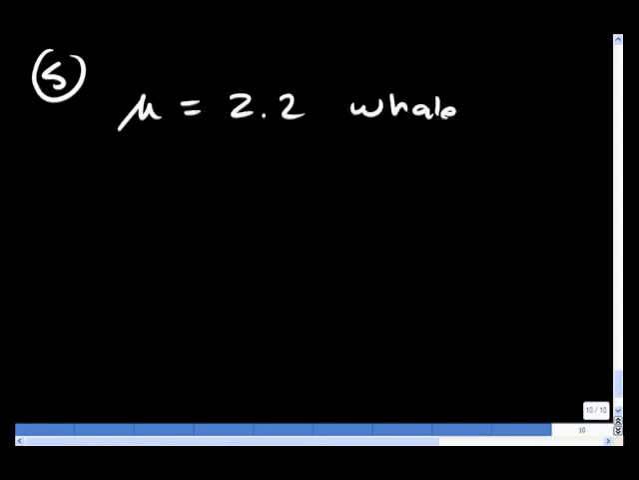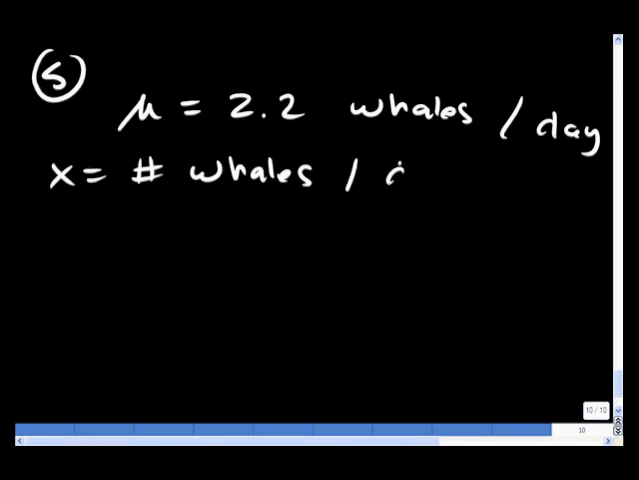Question 5. Question 5 indicates that there was a mean of 2.2 whales arriving in a day interval. If x is the number of whales that arrive in a day interval, question 5 wants to know what's the probability that 5 whales arrive in a particular day.